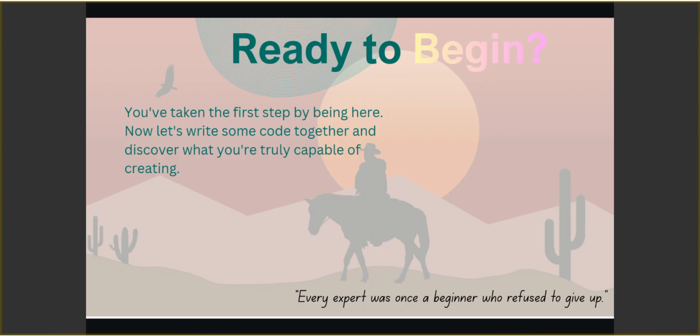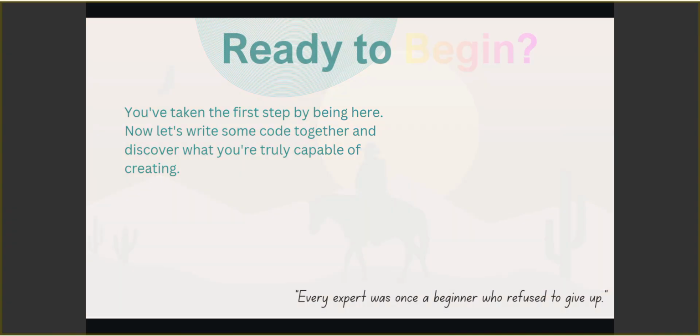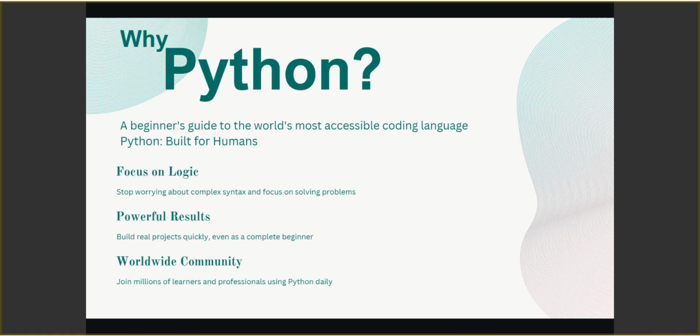We have taken our first step by being here. Let's write code together and discover what we're truly capable of creating. And remember, experts are the people who refused to give up. So I repeat it once again to give you better clarity: experts are the beginners who refused to give up on their first mistakes. And we are going to wind up in the upcoming 10 to 15 minutes by telling why Python and what Python. First of all, why Python?